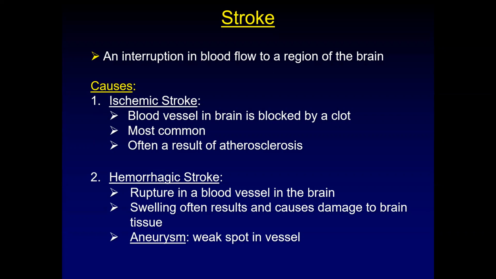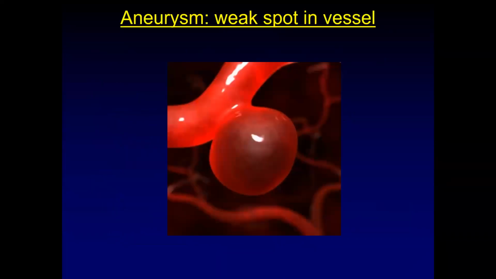Okay? So ischemic strokes are much, much more common. I think somewhere between 75 and 80% of strokes are ischemic. Hemorrhagic ones tend to be much worse when you actually get one.